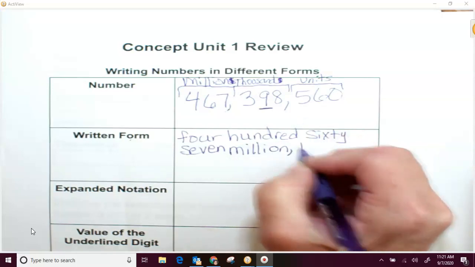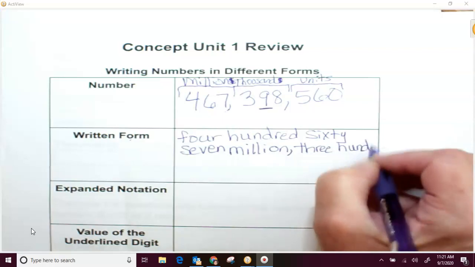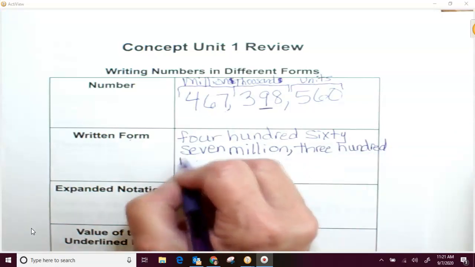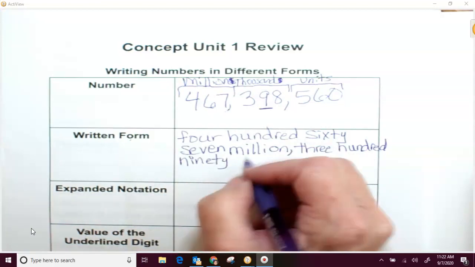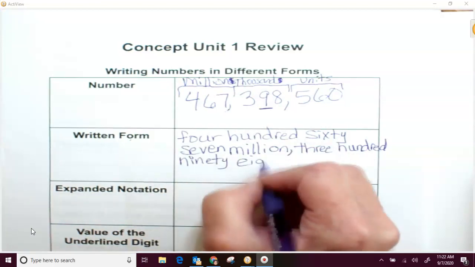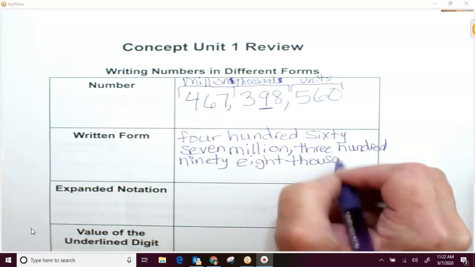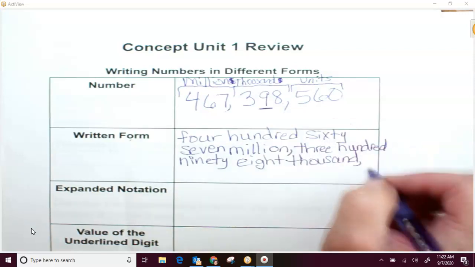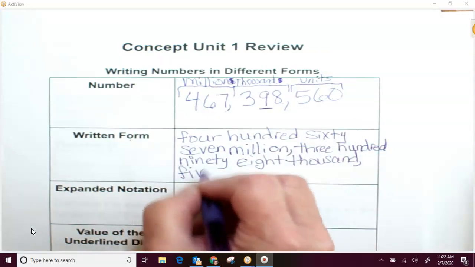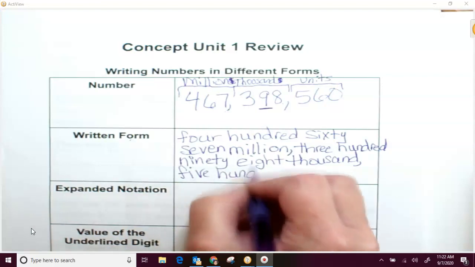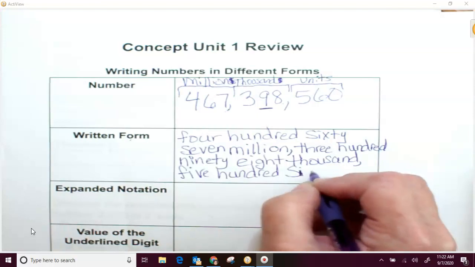So now I'm going to write 398,000 at the end of the thousands period there. And then the last is 560. Okay, now I want to caution you on something.